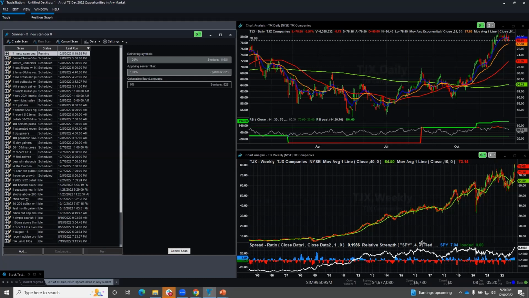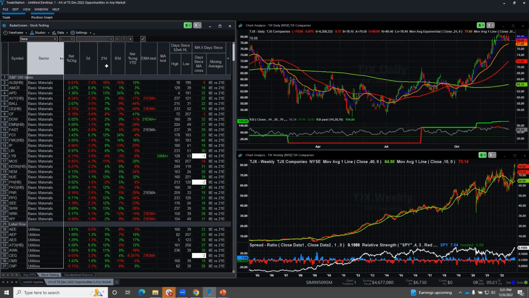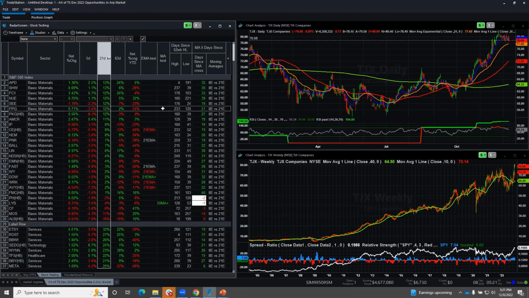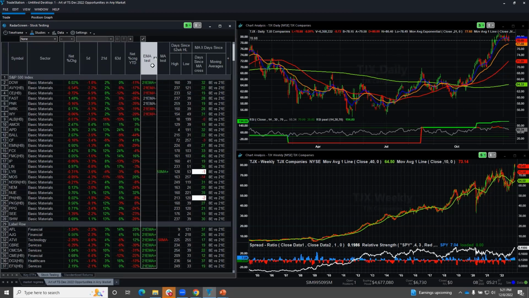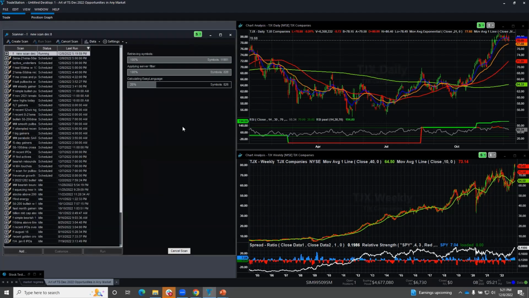What this is going to do is give us some of the functionality of Radar Screen. Radar Screen allows us to sort by all these things. It allows us to have all kinds of indicators in there. With Scanner, you have to include the indicator in the actual scan if you want to sort on the output.